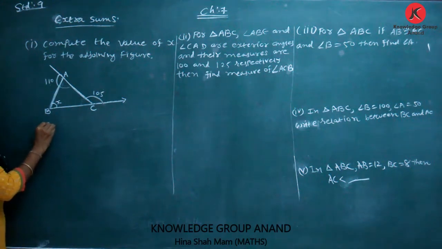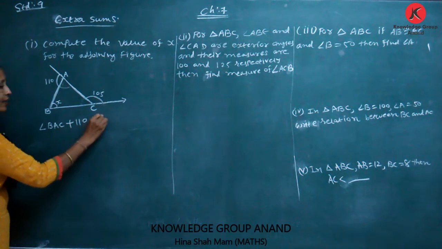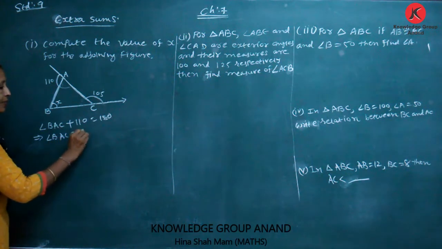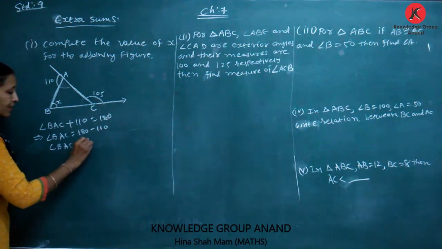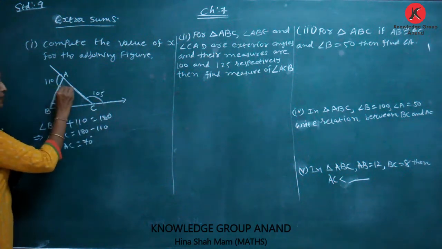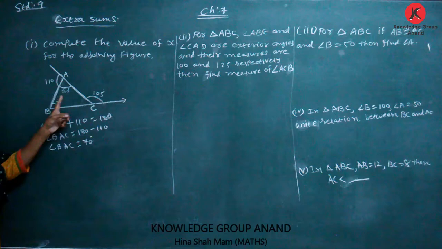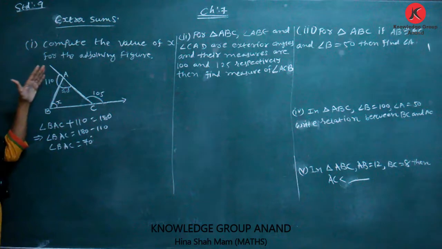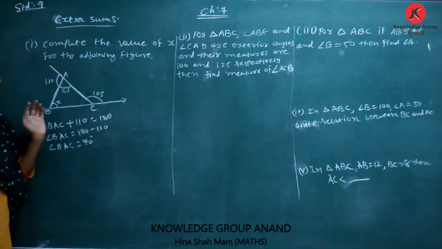Angle BAC plus 110 is equal to 180. Therefore, angle BAC is equal to 180 minus 110. Angle BAC is equal to 70. This measure is 70. We take here the opposite interior angle of the exterior angle. The sum of the opposite interior angles is equal to the exterior angle.